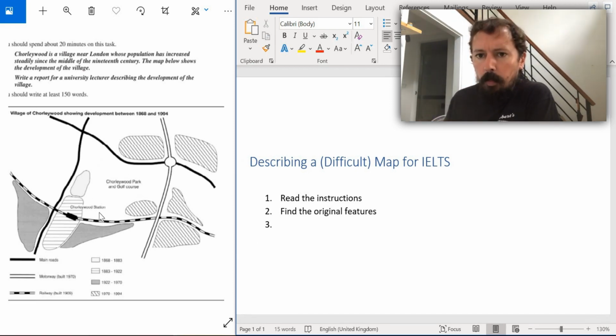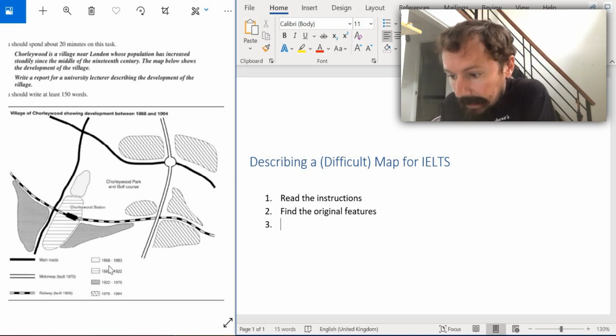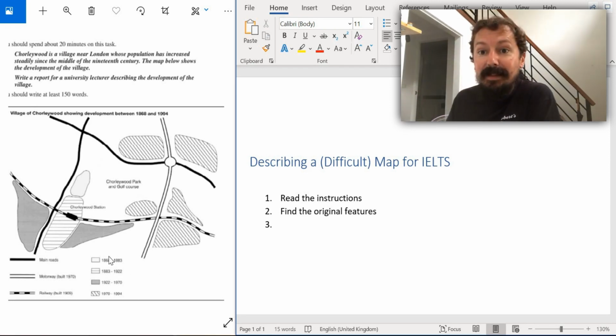So looking at this map, where is the village of Charliewood? Well, we can see that here. That is this little strange shape that we have on the left side of the middle of the map. So we should start with that. And we can see that identified because if we look down to the key or legend, we can see that this is the oldest data available. This says 1868 to 1883.